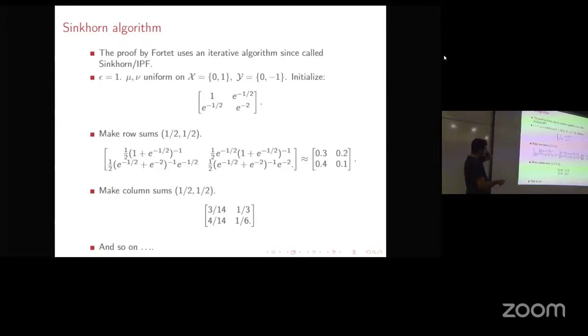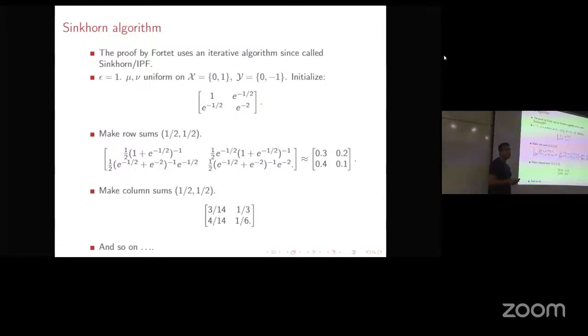So here is what I'm going to run. Everything is on data, so everything is on a discrete set. My mu and nu are uniform on 2-point sets, 0, 1 and 0, minus 1. Half mass on these two points. I'm taking epsilon to be 1 for simplicity. And I want to find my entropy-regularized solution, which is my Schrödinger bridge for epsilon equals 1. How do I do this?